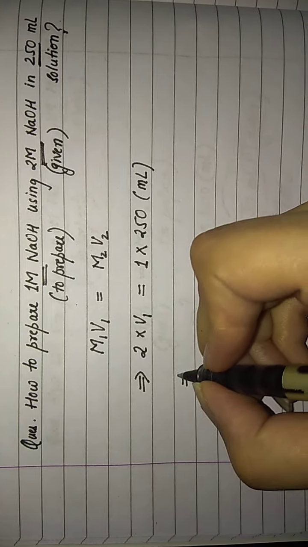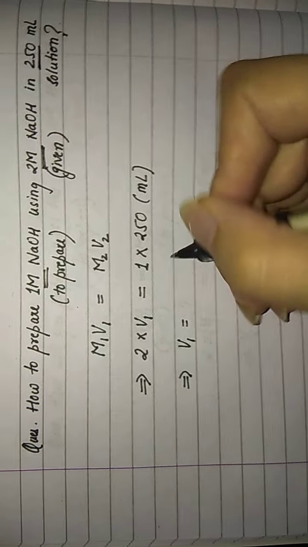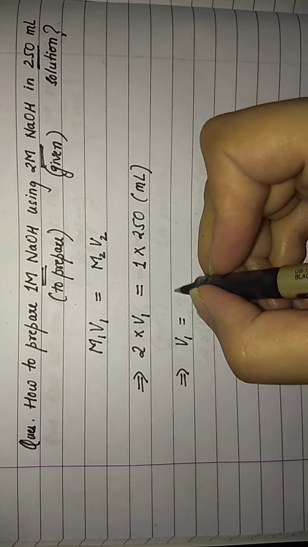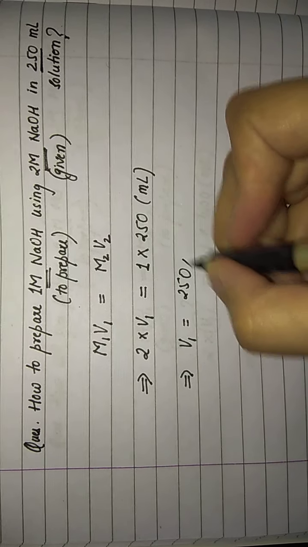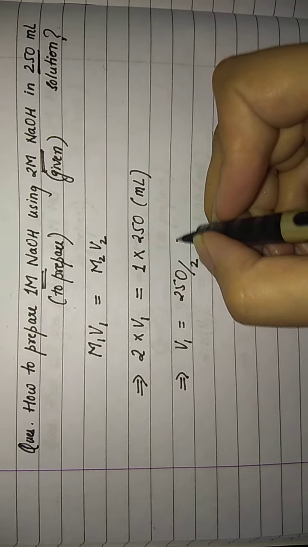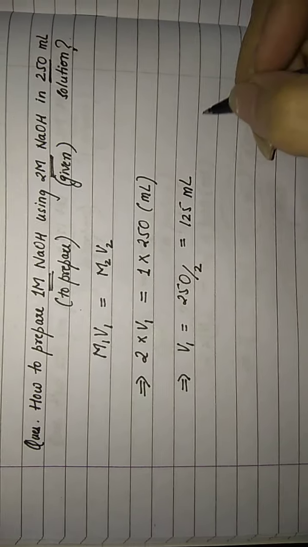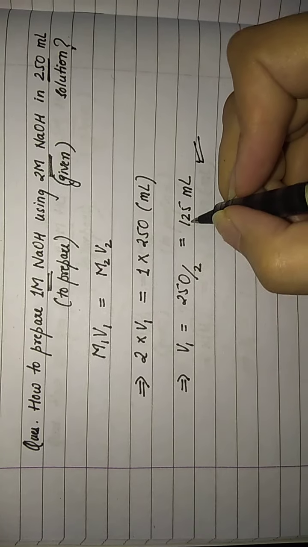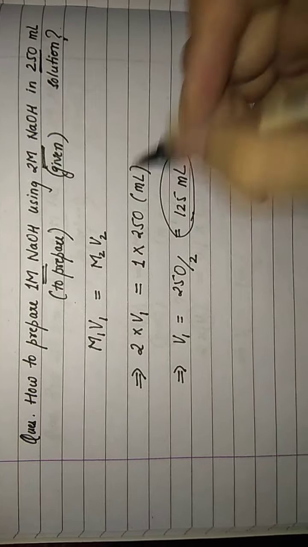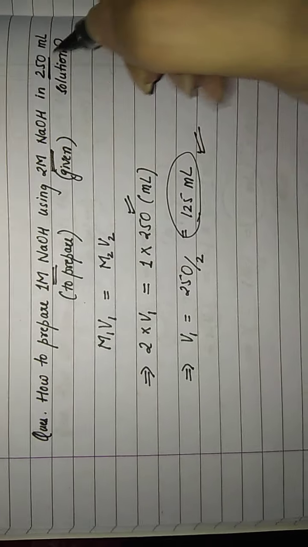Fine. So how will I find V1? It will be equal to 250 divided by 2, which is equal to 125 ml. Okay, so this time your volume will be calculated like this by using the volume which is given to you in the question itself.